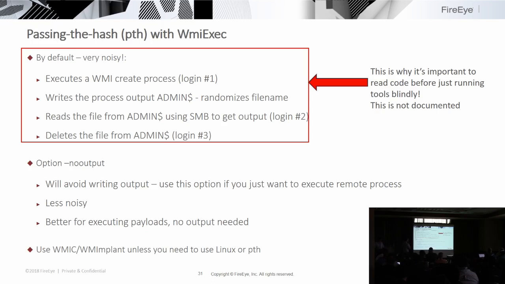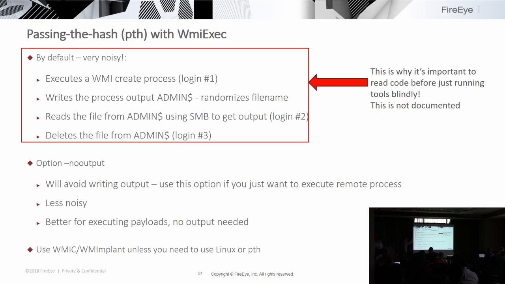I don't like to use the default WMIExec because of all of this right here. It executes a WMI process, which is the first login. It's going to write the process output into the admin$, in a randomized file, which is another heuristic. And then it's going to read, this is actually 1, 2, 3 logins at this point. It's going to read the file from the admin$ using SMB, and then it's going to delete the file afterwards. And it's going to have an interactive command prompt.